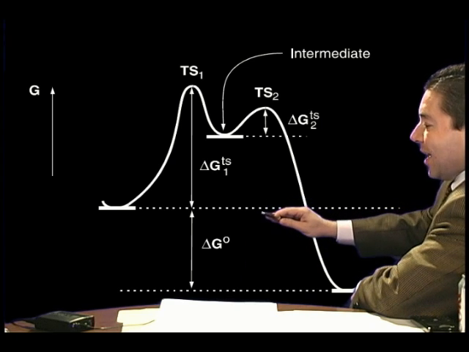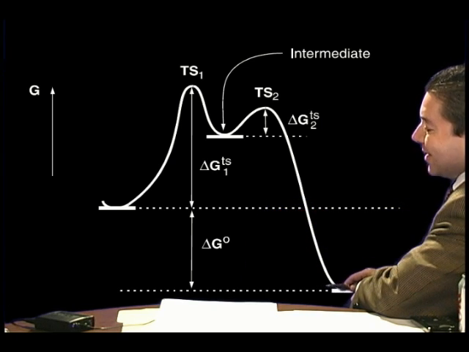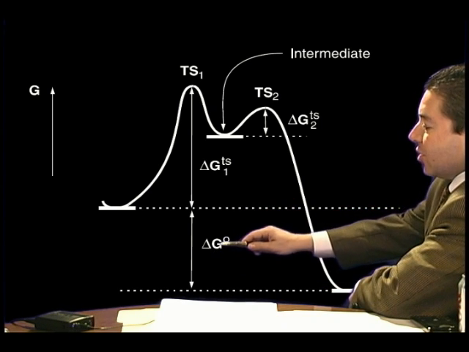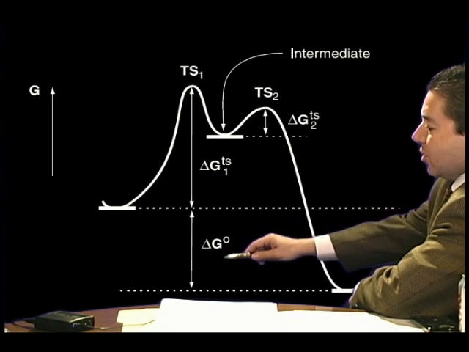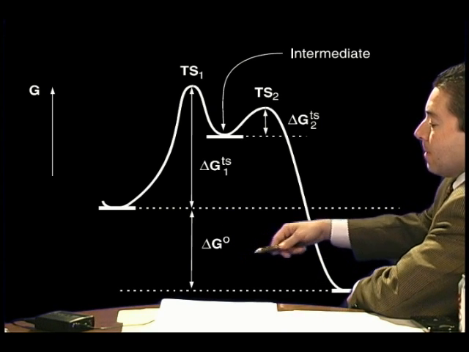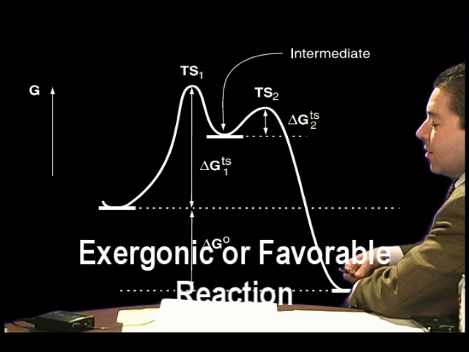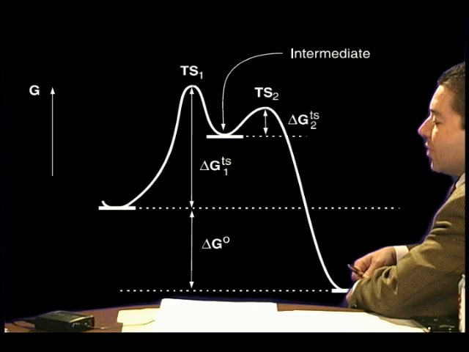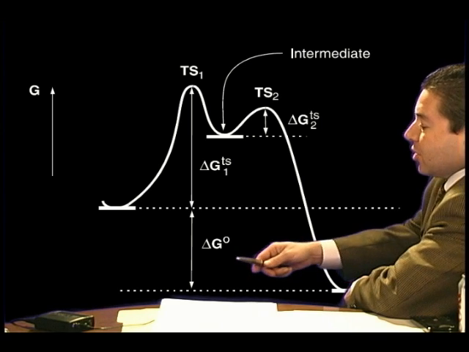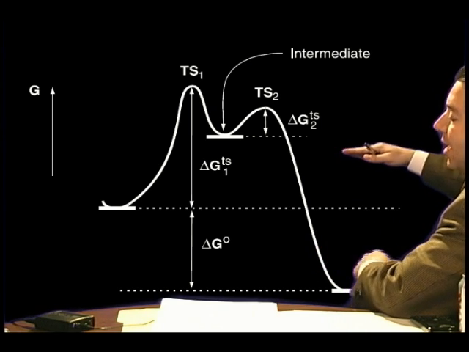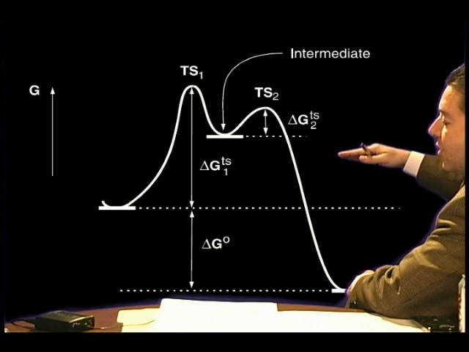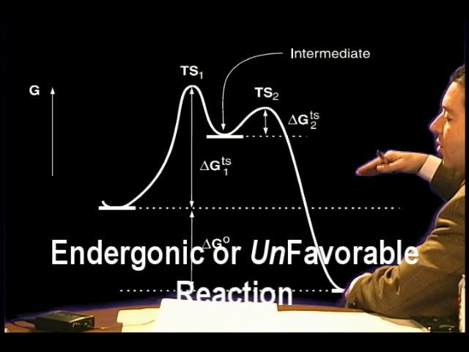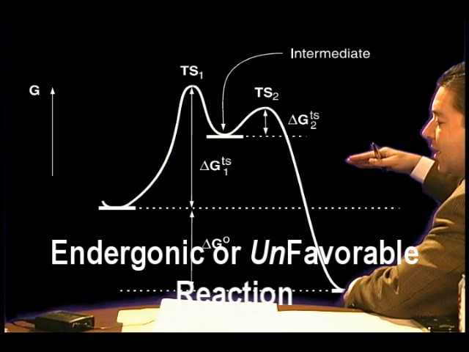If you have a reaction energy profile in which the product is at lower free energy than the reactants, namely a negative delta G naught, final minus initial is negative, that is an exergonic or favorable spontaneous thermodynamic reaction. If the delta G is positive, that's because the product is at a higher free energy, and that would be an endergonic or unfavorable or non-spontaneous reaction.